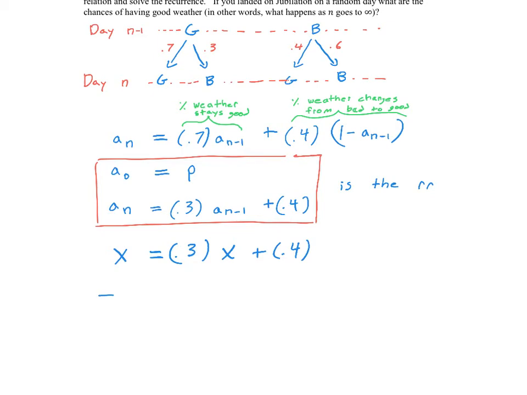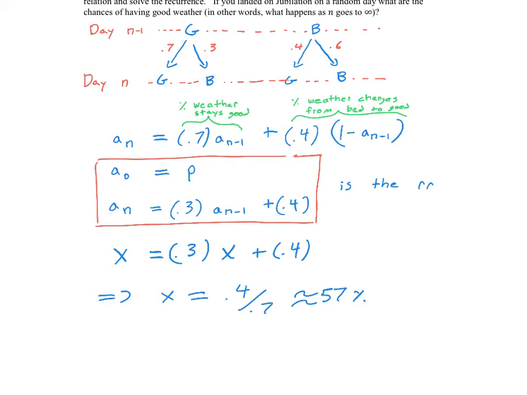So then from here you could say, okay, my x value is equal to 0.4 divided by 0.7. And that's approximately 57%. And this kind of makes sense. The weather was slightly favored towards the 70% versus the 60% for staying good versus staying bad. So you get about a 50% shot at your weather being good if you landed there on a random day.